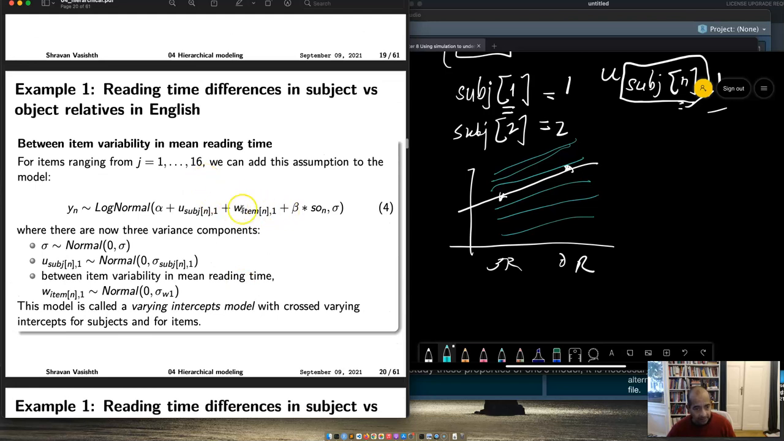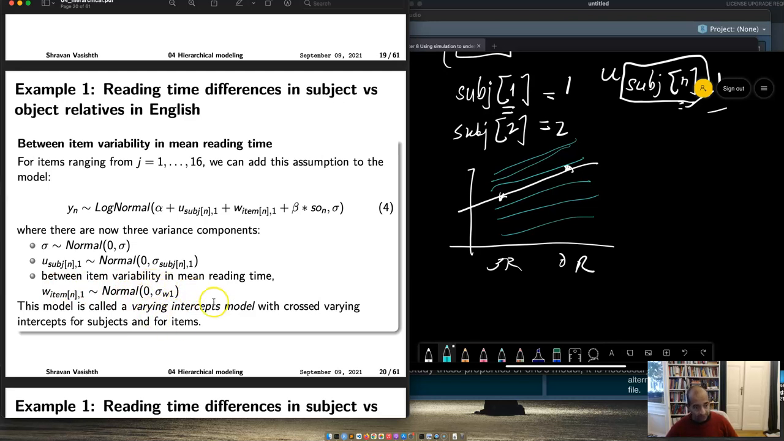We are adding, just like for subjects, another term here, which is an adjustment for each item now. So I'm going to walk through the data frame. In the nth row, I'm going to look up which item ID I happen to have, and then I'm going to plug in an adjustment to the intercept alpha for each item as well. So basically what's happening now is that the average intercept alpha is getting two adjustments simultaneously, two independent adjustments, okay? One is by subject and one by items, and the item adjustment is assumed to come from a normal distribution with mean 0 and some standard deviation sigma W1, right?